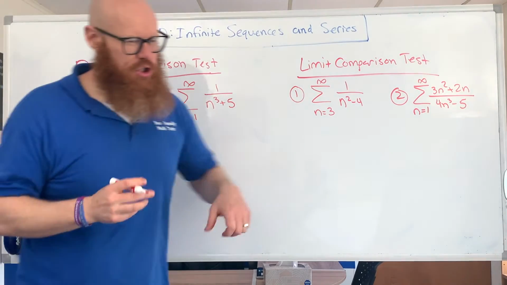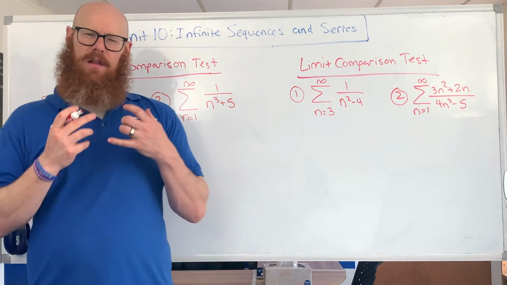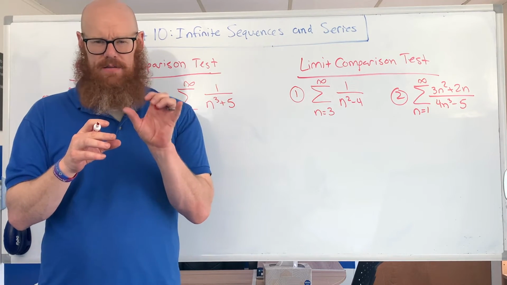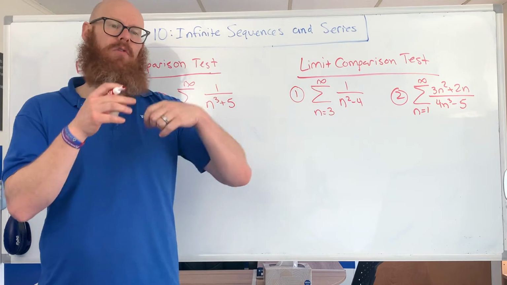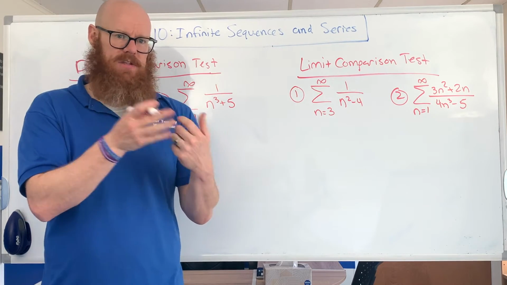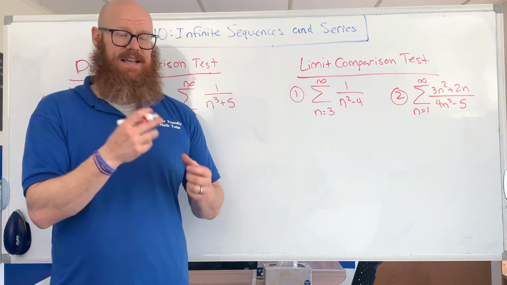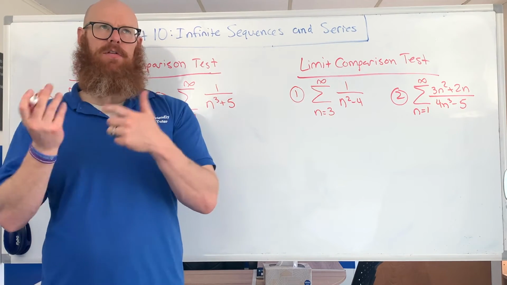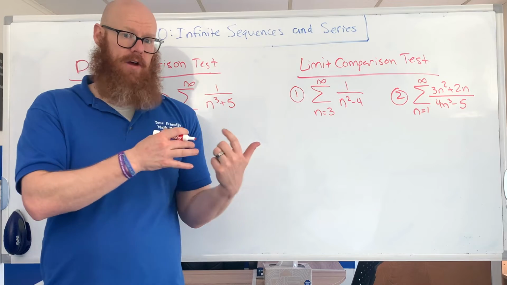So it comes to these two critical, logical thought processes. If you have a sequence or series where every term is bigger than every term of a second series, and the second series diverges, then the first one must diverge. Anything bigger than something that diverges must also diverge.